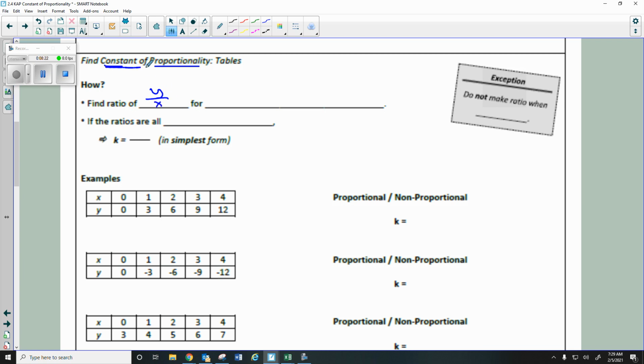Okay, and to make sure that it's constant, you want to do this for all ordered pairs. You have to check with every single ordered pair, but there is an exception. We do not want to do this when x is equal to 0, because think of it, if you put 0 over 0, it's not a thing. It literally cannot be put in the calculator. So you'll do it for all points except for the x equals 0. If they all simplify to the same value, that means they have a constant of proportionality.